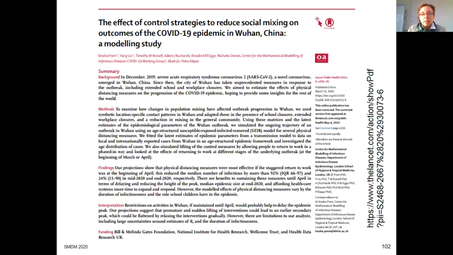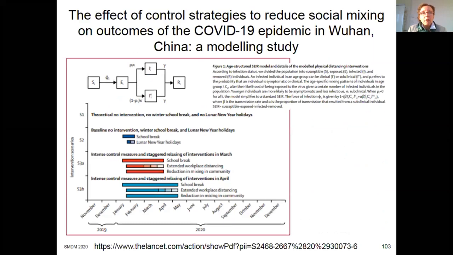And also here, this is a model based on differential equations, and they built a SEIR model. So again, you can see these kinds of compartments: the susceptible, the exposed, the infected, and the recovered.